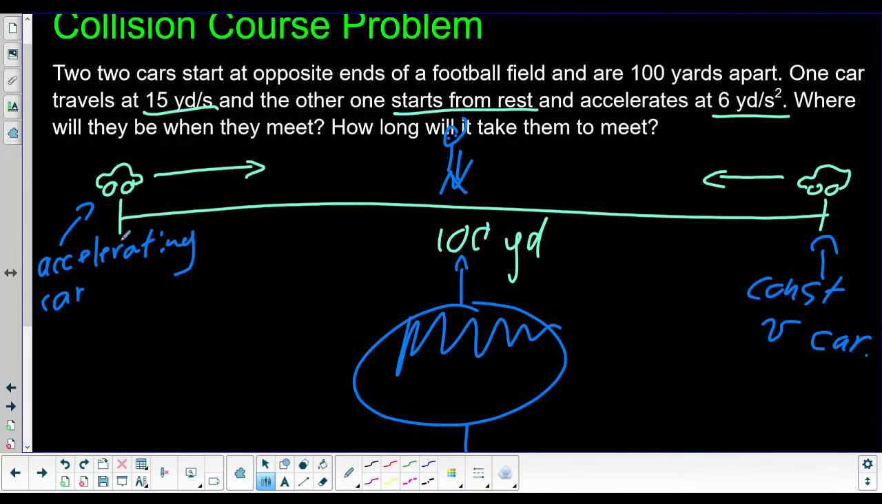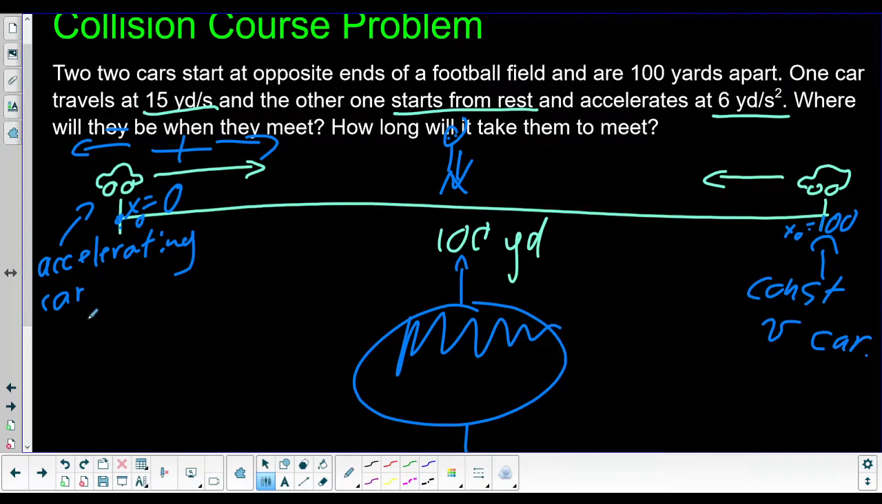Okay. I'm also going to say that the accelerating car, I'll make initial position equals 0, and this one will make initial position equals 100. So right now, all I'm doing is defining my problem. I'm saying which side of the field am I standing on? Where am I saying 0 is at? Where am I saying 100 is at? And because this is positive 100, we're saying the positive direction is to the right and the negative direction is to the left. So we're defining our problem. We're setting up directions and axes and origins.